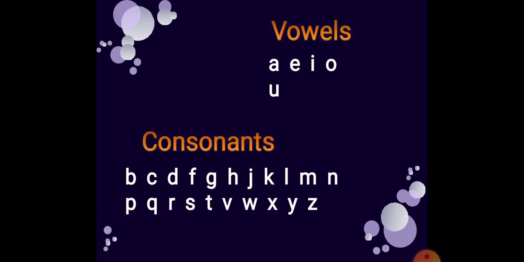Students, you all know that in the English alphabet we have 26 letters, out of which 5 letters A, E, I, O, U are vowels and the rest of the letters are consonants. B, C, D, F, G, etc. are the consonants.